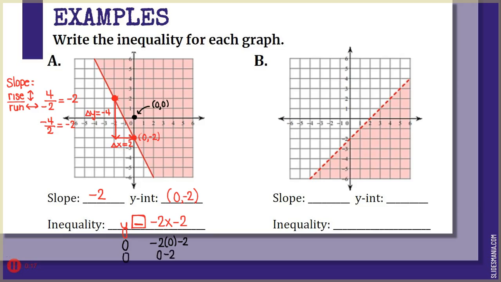So I have 0 minus 2 is -2, so I have to ask myself, is 0 greater than or equal to -2, or is 0 less than or equal to -2? And it is greater than. So I know that my symbol between the y and my -2x minus 2 would have to be greater than or equal to, because that's what would make it true.